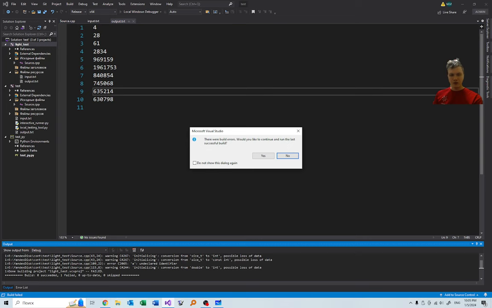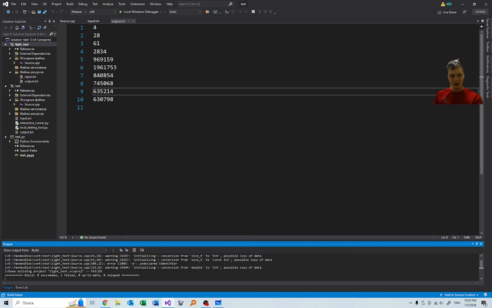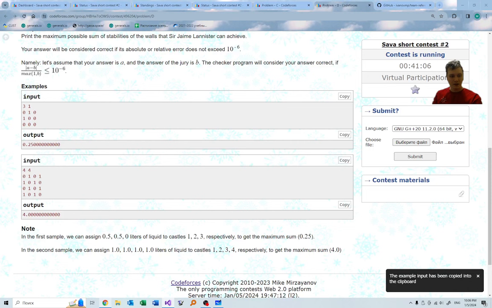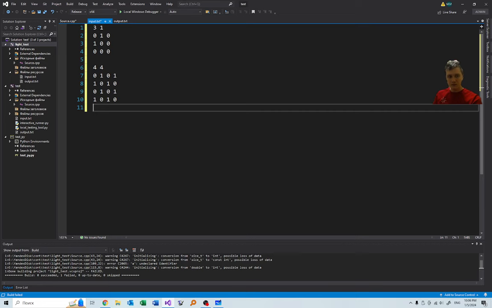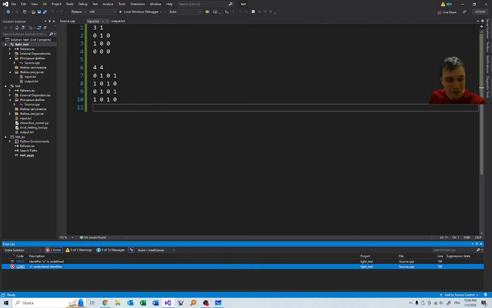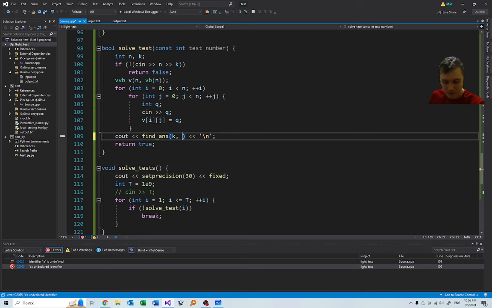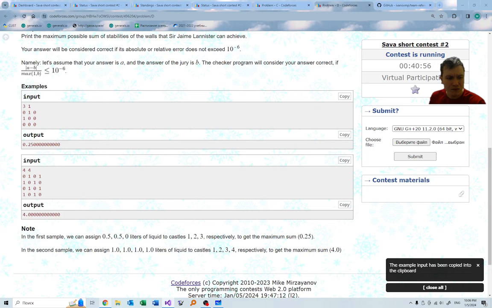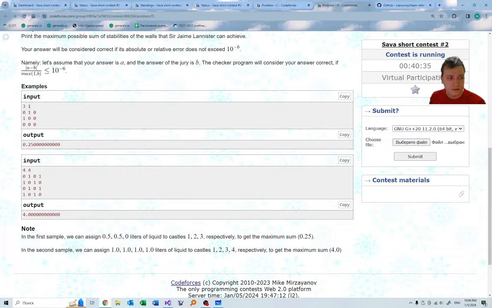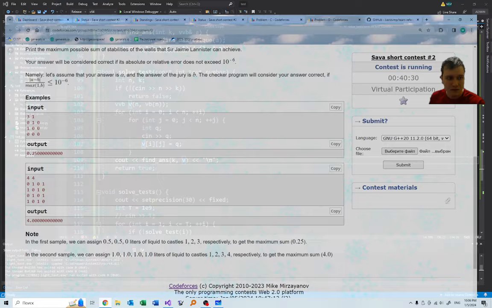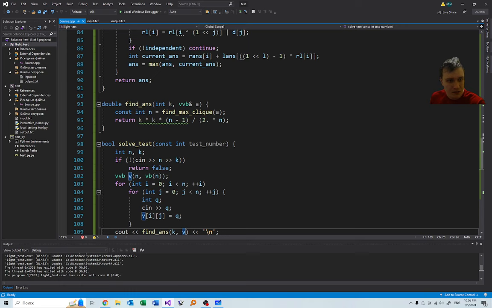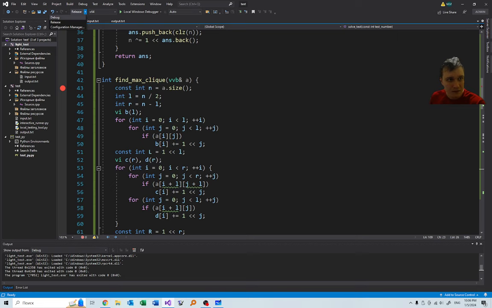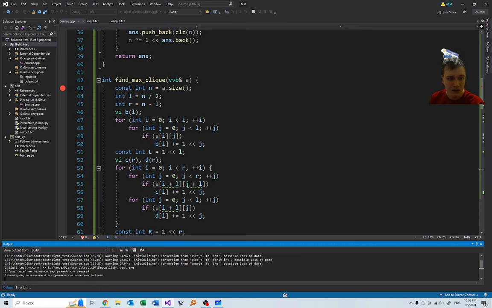No. We need to copy this test case. We need to remove this reading and we need to copy the samples. So what's wrong with you now? A is undefined. It should be V here. Zero and four. Okay, four is fine, but why zero? Didn't you find a click of size one? No, then bad for you because you should have done it.